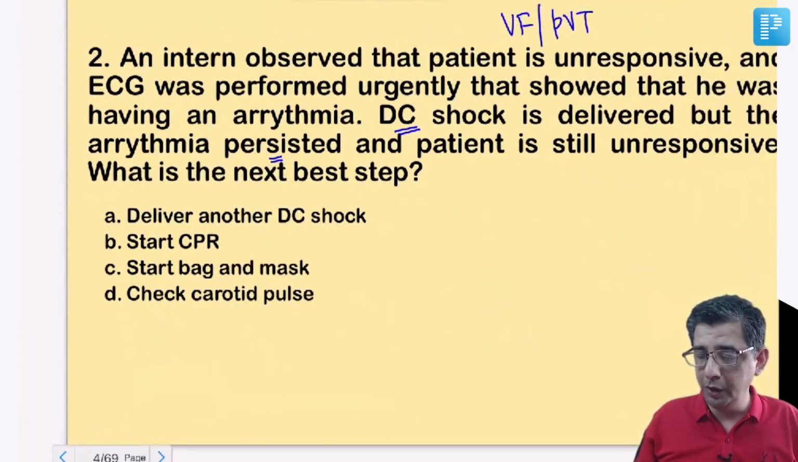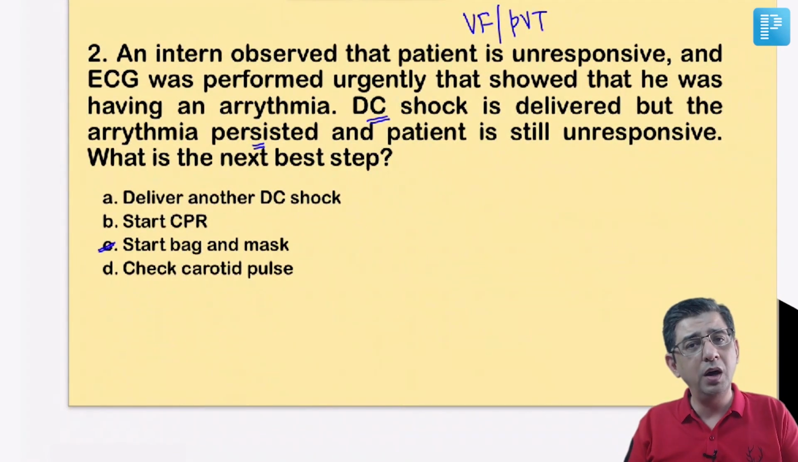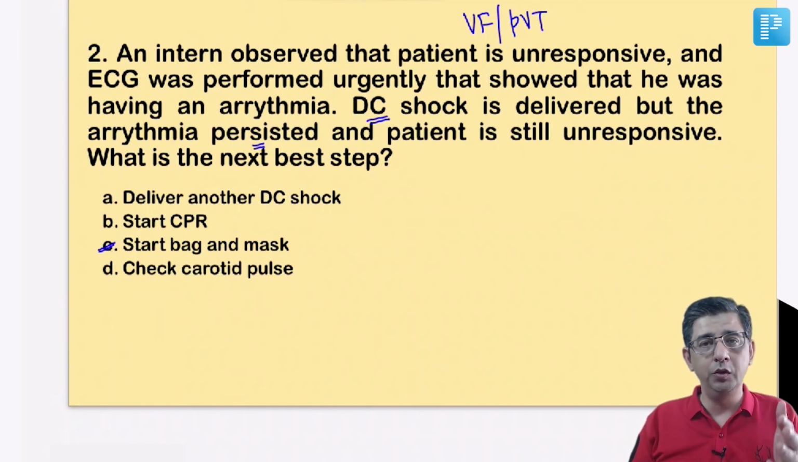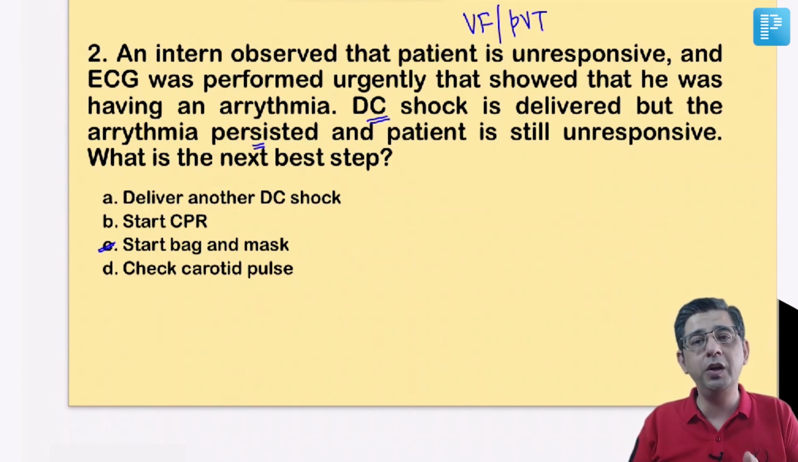And for question number 2, I'm very sure that everybody could rule out bag and mask, because at this particular point of time you are more concerned about circulation. You see, the care of the patient is CAB. Any patient who collapses, it's CAB: circulation, airway, breathing. So I'm ruling out C.